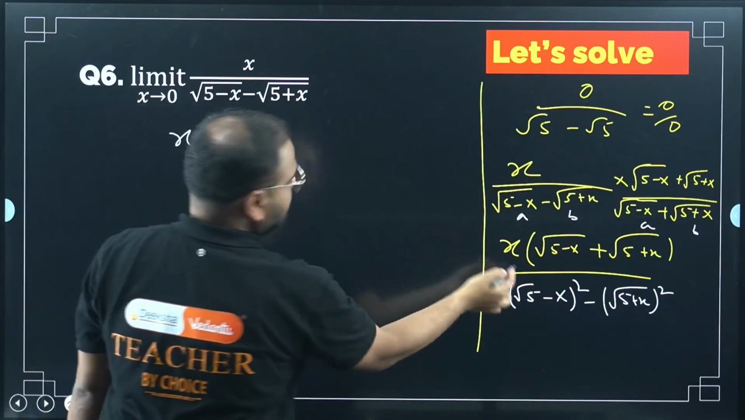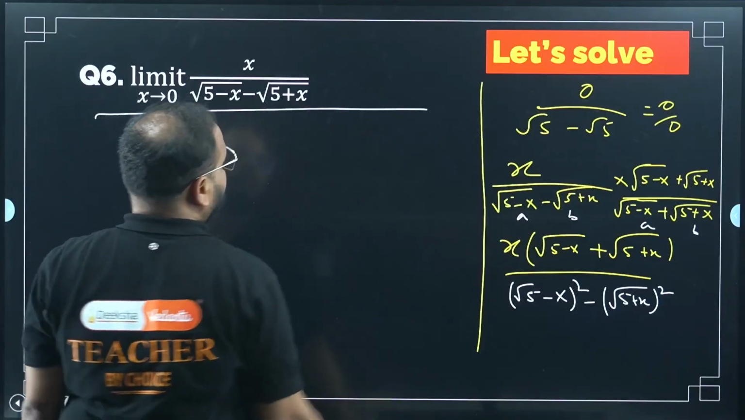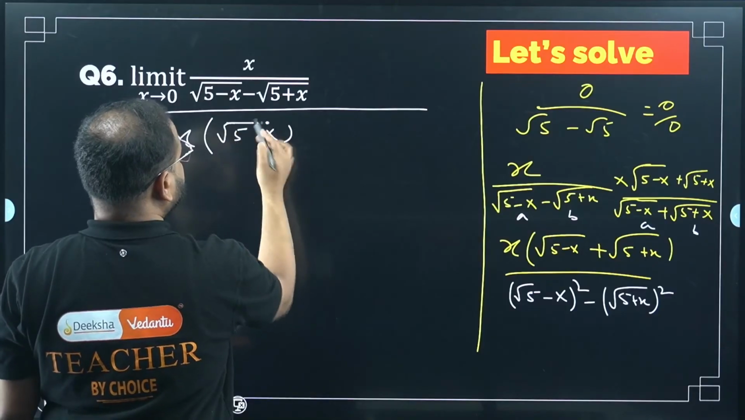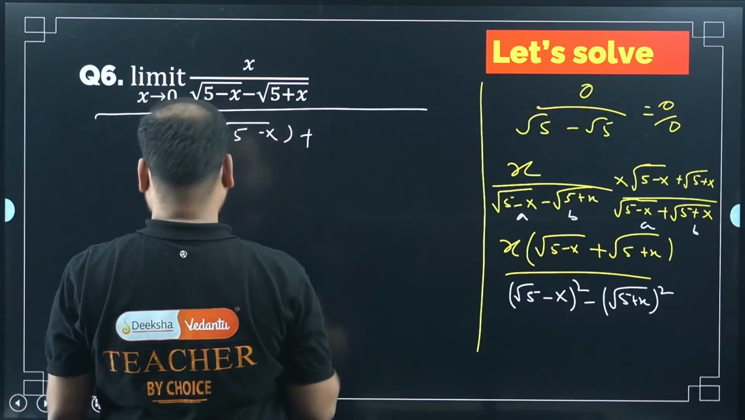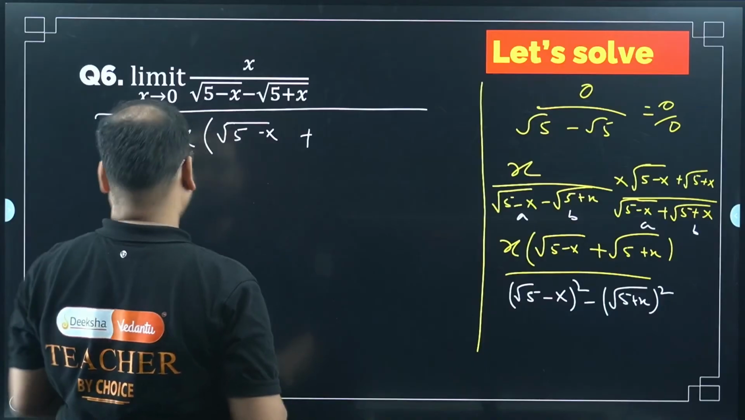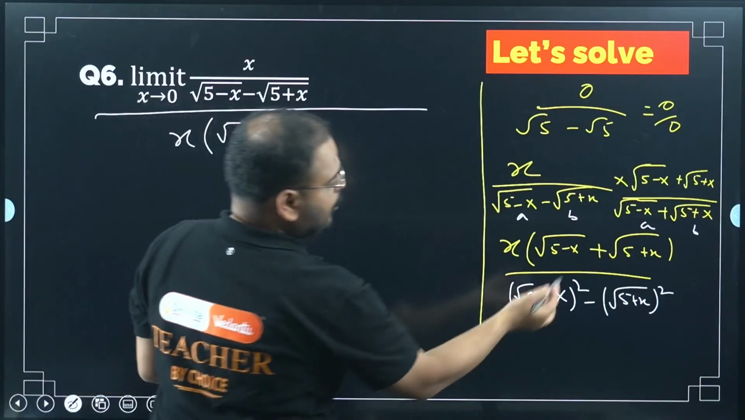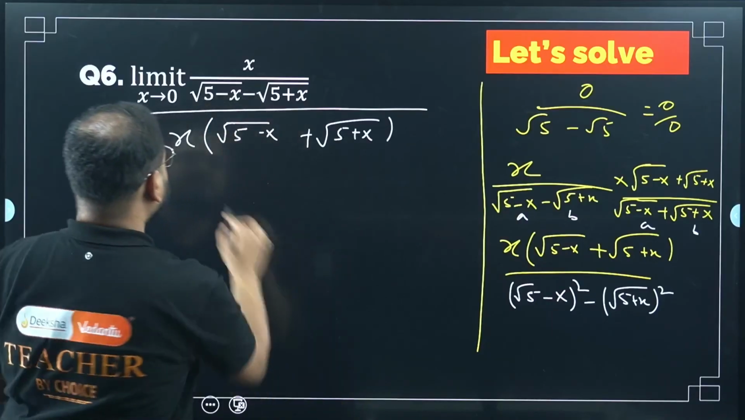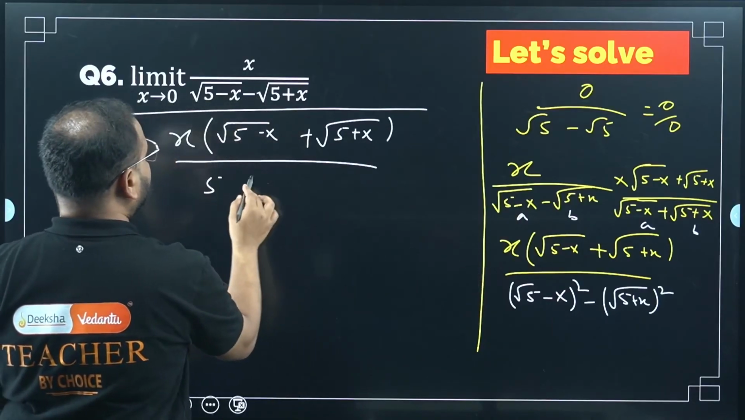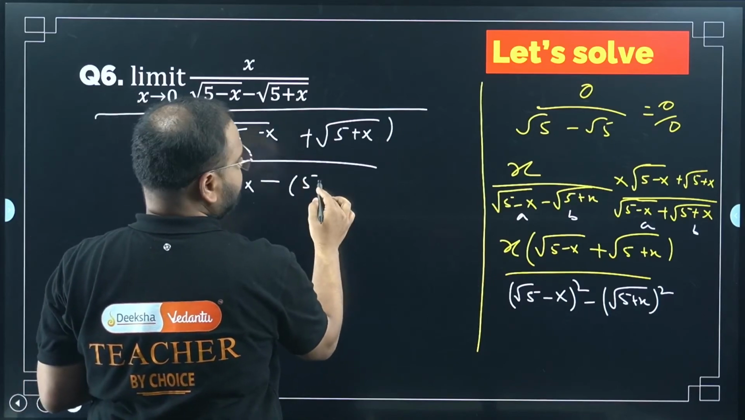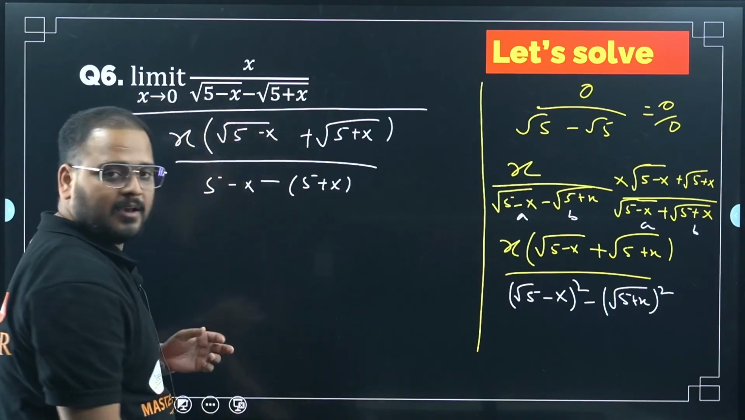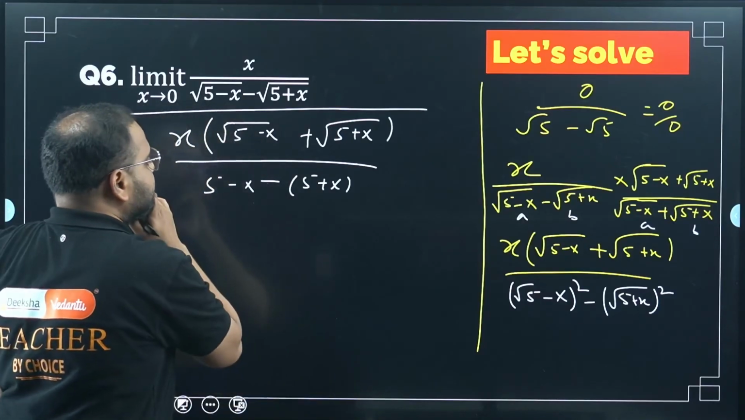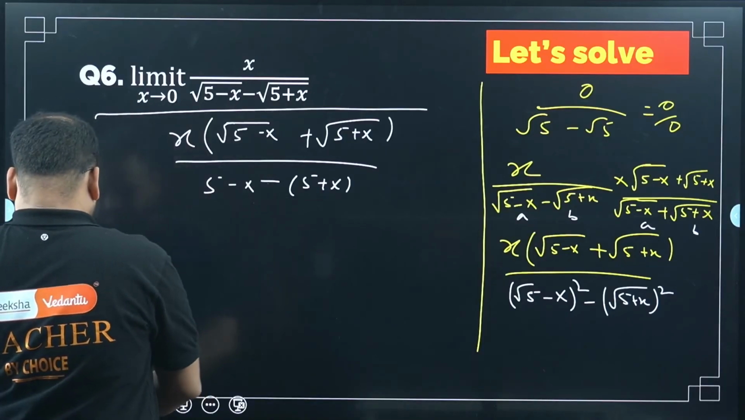X times of root 5 minus x, okay, plus root 5 plus x, okay. What about this? This is simply 5 minus x minus 5 plus x. Correct, sir? Please check here, bacha. So if I do that, what I get?